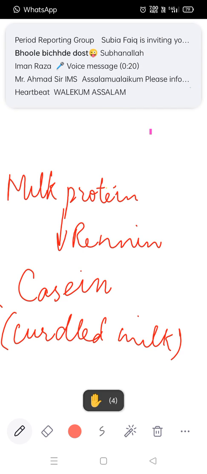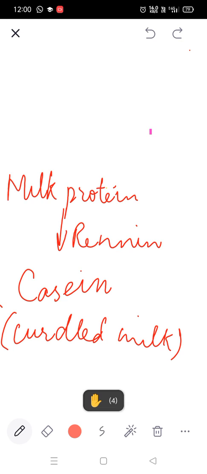So in the stomach, protein is converted into proteoses and peptone, and milk protein curdled means the milk protein which is there in the milk is converted into casein, and that's because of renin. So renin converts milk protein into casein.